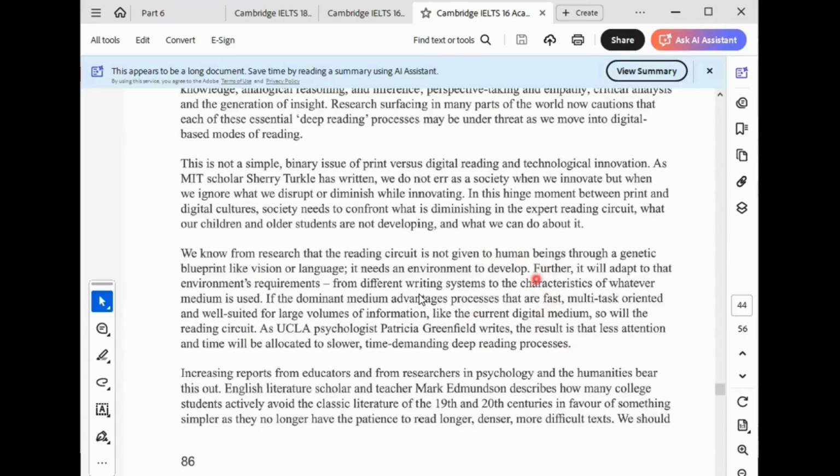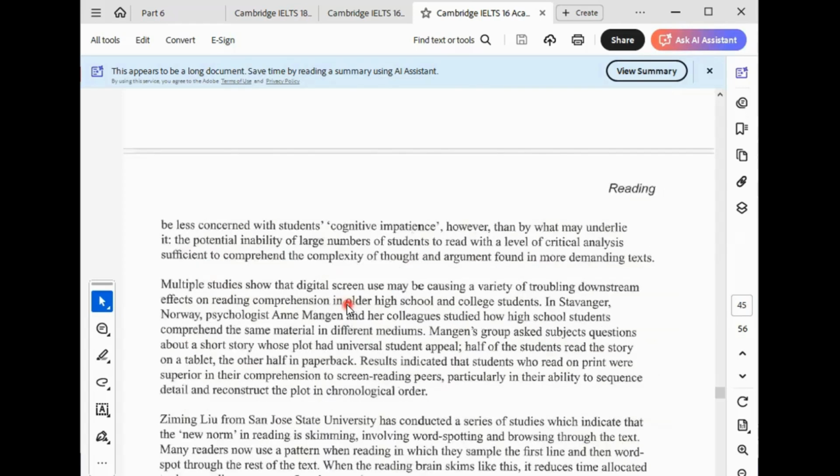One of the subtle effects is that it reduces your ability to really focus on things that require lots of time-demanding activities, especially time-demanding deep reading activities. Let's focus on deep reading, and that's the point of this paragraph. Do you get my point? Now let's go check the options.